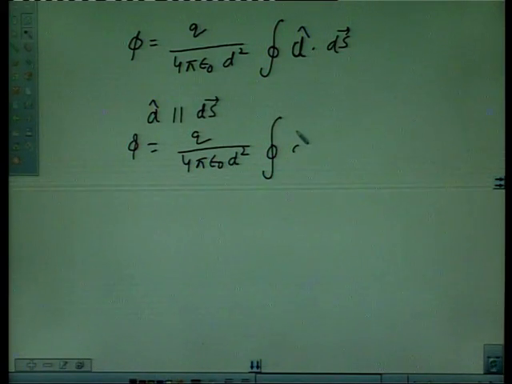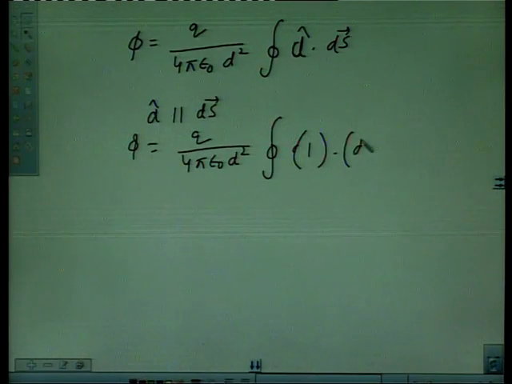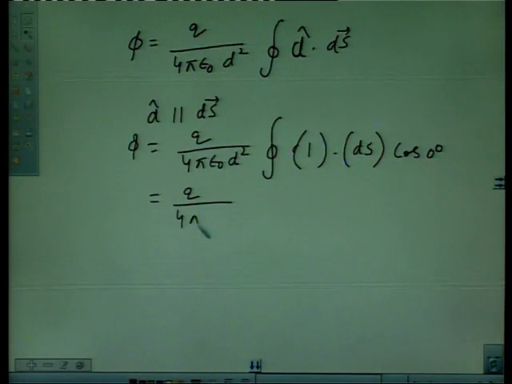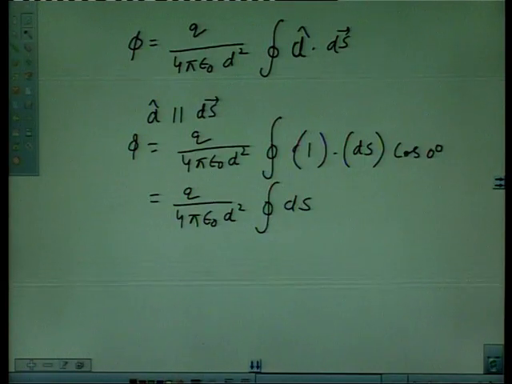The value of d cap is 1, since this is a unit vector, and the magnitude of ds vector is ds into cos of 0 degree, because the angle between d cap and ds vector is 0 degree. So, this is equal to q upon 4 pi epsilon naught d square and integration over the small surface ds.